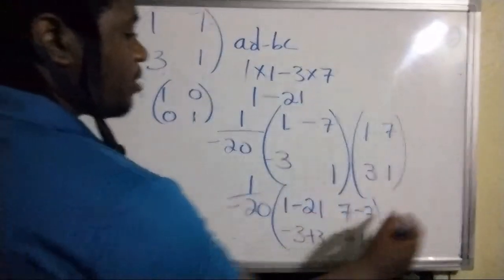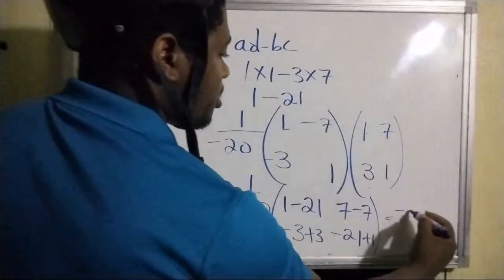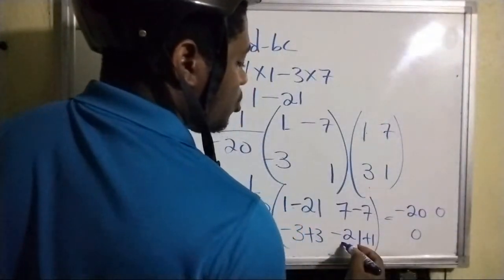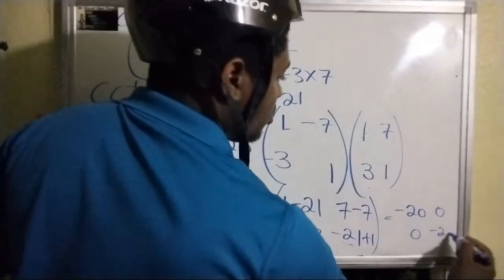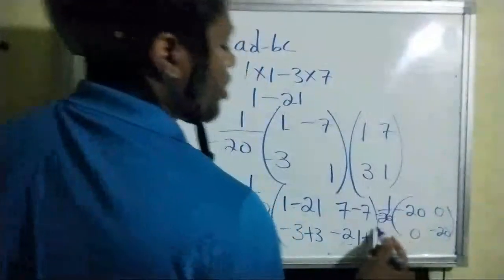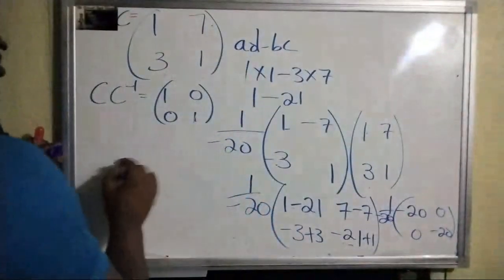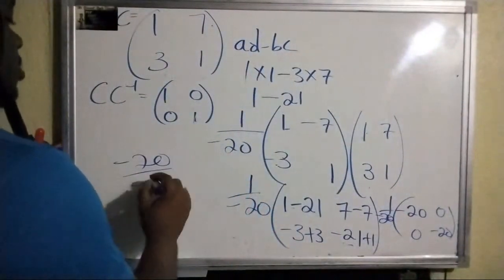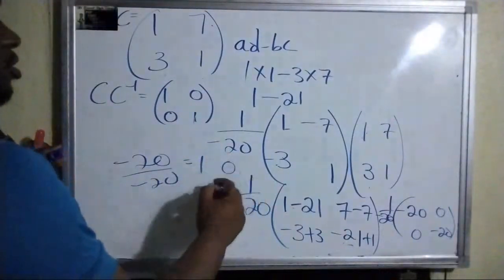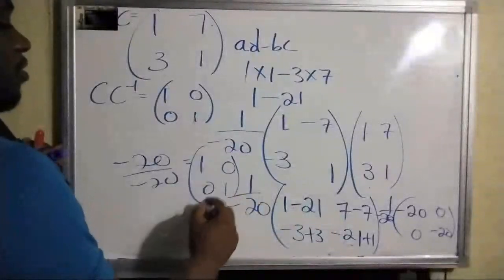So 1 times that, 1 minus that rather, that's negative 20, 0, 0. This is 21 bigger, so that's negative 20. So it actually works because we multiply dividing by negative 20. So it's negative 20 divided by negative 20, that's 1. And the 0, 1. Alright? Very good, guys.